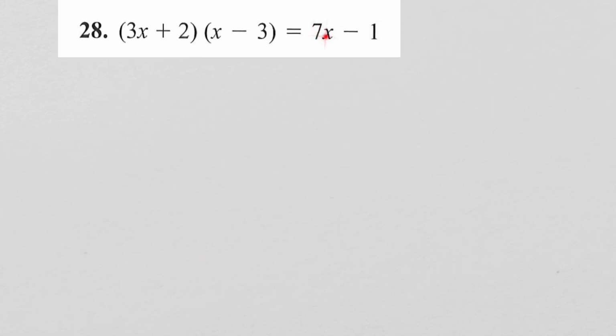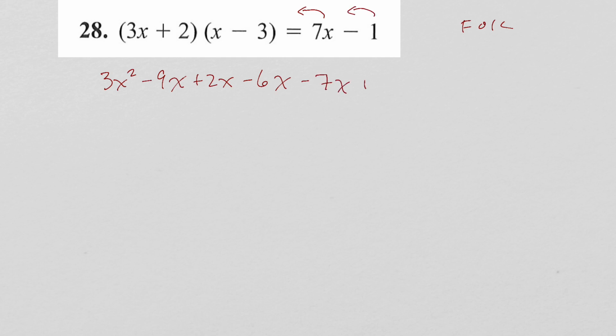Okay, again, if this were equal to 0, I'd be done, but it's not, so I'm going to FOIL out the left-hand side. The first is 3x squared. The outer is negative 9x. The inner is a positive 2x. And the last is negative 6. Now I'll bring this over, so that'll become a negative 7x. I'll bring that over, so it'll become a positive 1. And now that's equal to 0.